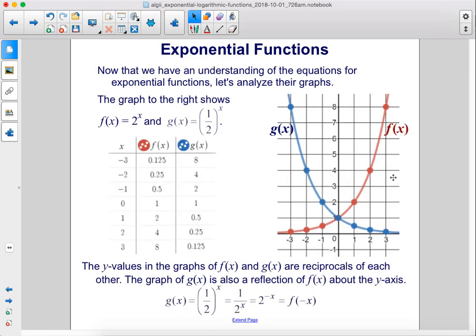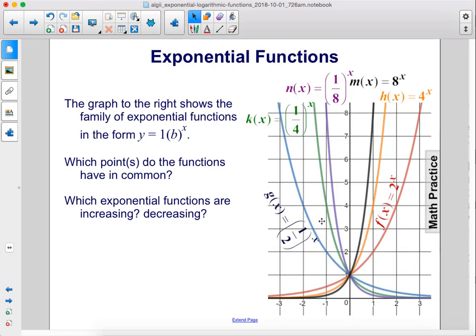The y-values in the graphs of f(x) and g(x) are reciprocals of each other. The graph of g(x) is also a reflection of f(x) about the y-axis. So here we see that these y-values are reciprocals. So 1 over this will give you this. 1 over 4 gives you 0.25.